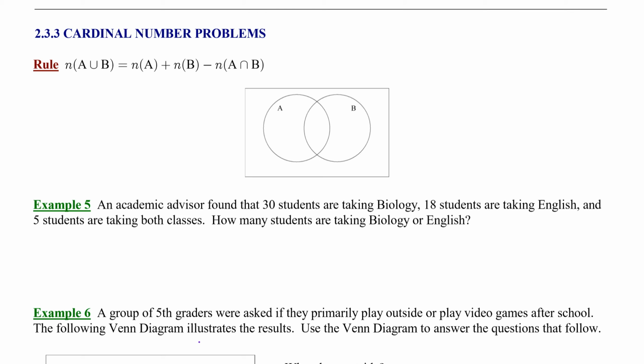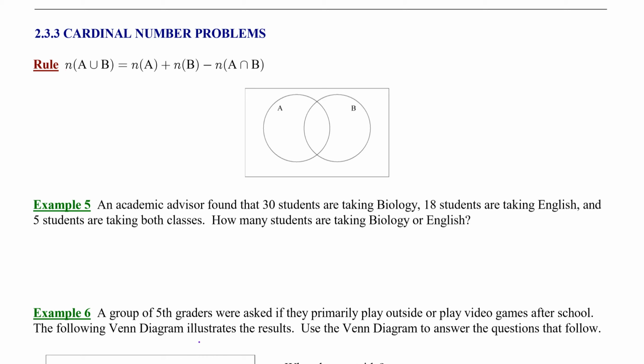Let me remind you that the cardinal number, as denoted by this little n right here, represents the number of elements in that set. If we don't have cardinal number and we're calculating A union B, we just list the elements in the set. But with that n out there, we're looking for the number of elements in that set. So this rule is going to help us to count the number of elements in the union. One way that we can do that is in terms of the cardinal numbers of the individual sets.